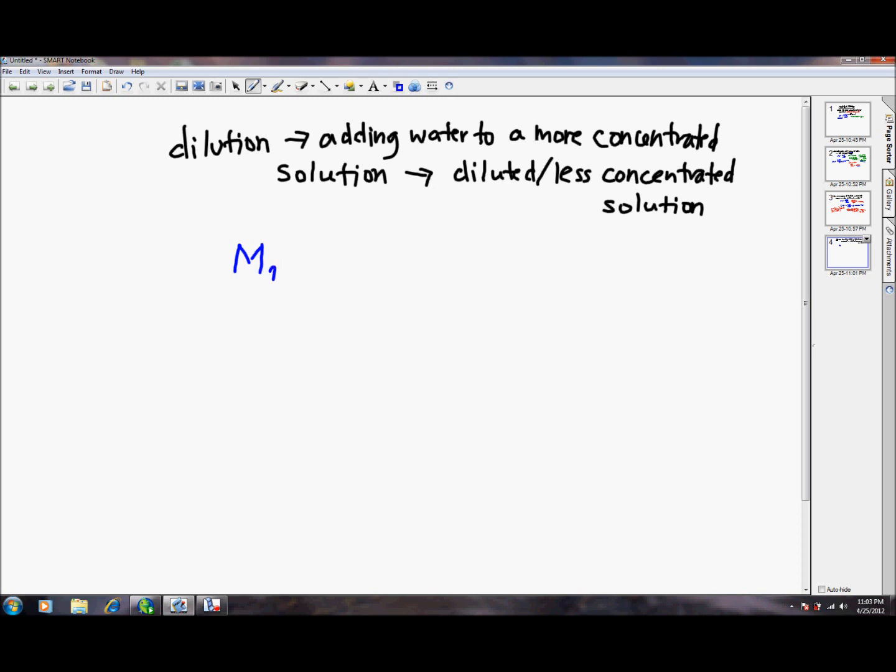Remember, capital M stands for molarity. This is M1 times V1 equals M2 times V2. V stands for volume. So this is the more concentrated, and this is the diluted, or less concentrated. So this is a 4-variable problem, so we'll need to know at least 3 out of these 4 variables. All we'll do is plug them in.